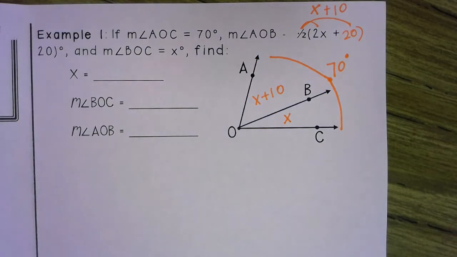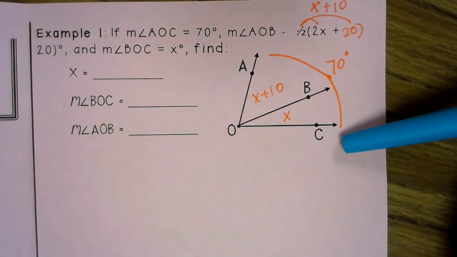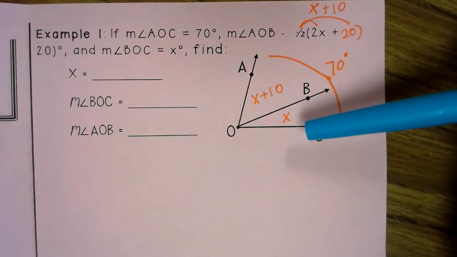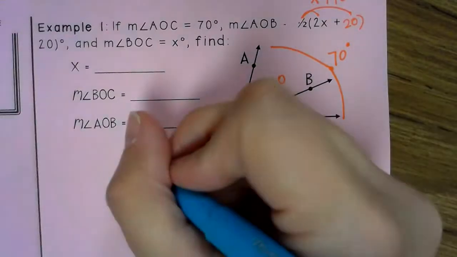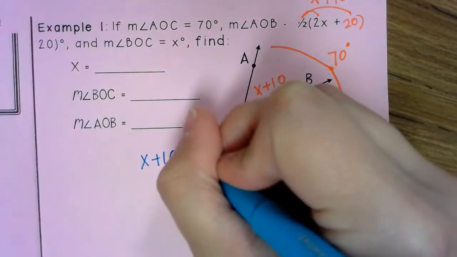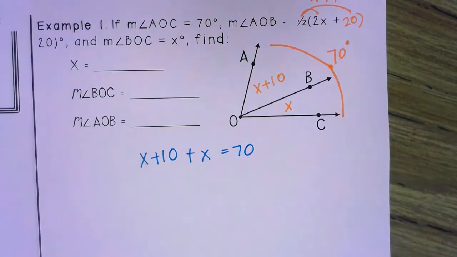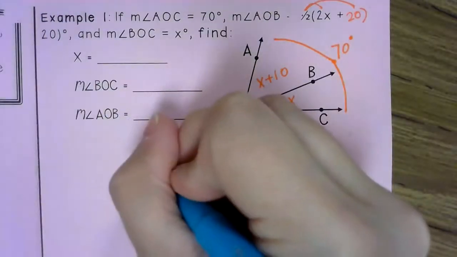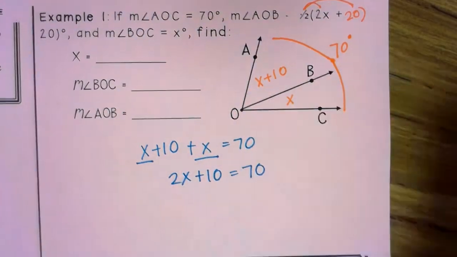All right, so this goes back to what I've been saying for the past 4 videos. You have to look at your picture and decide what you know. So we're going to make an equation, and you've got to figure out what the equation needs to look like. So in this one, I've given you both parts and I'm giving you the whole thing. So we're going to add the 2 parts together equals the whole thing. So here's my equation. X plus 10 plus x, part plus part, equals the whole thing. So x plus x gives me 2x plus 10 equals 70.